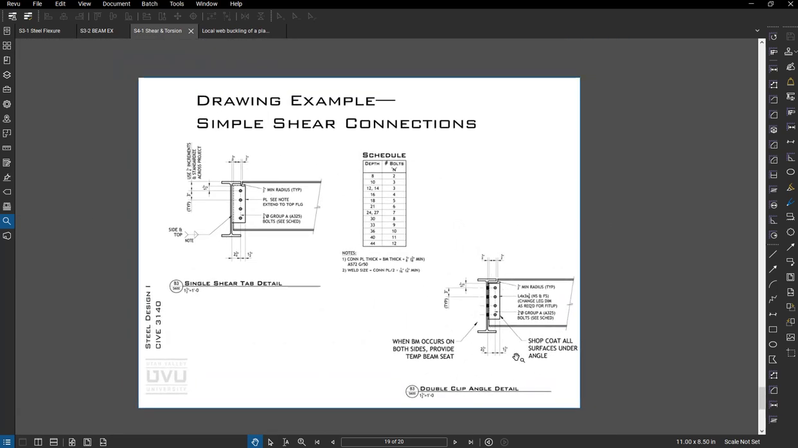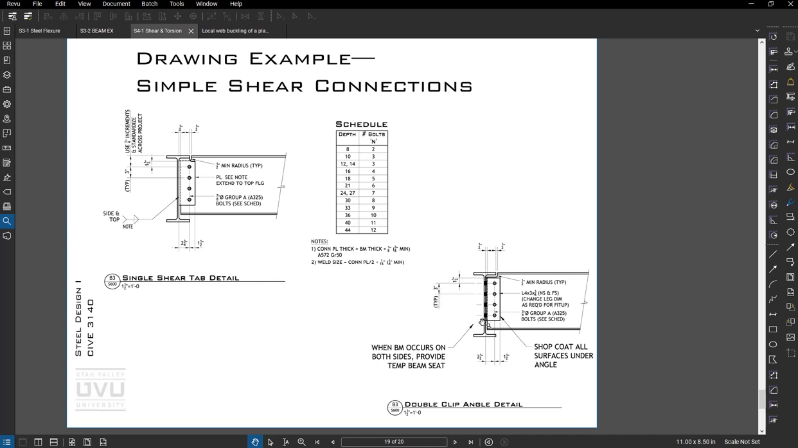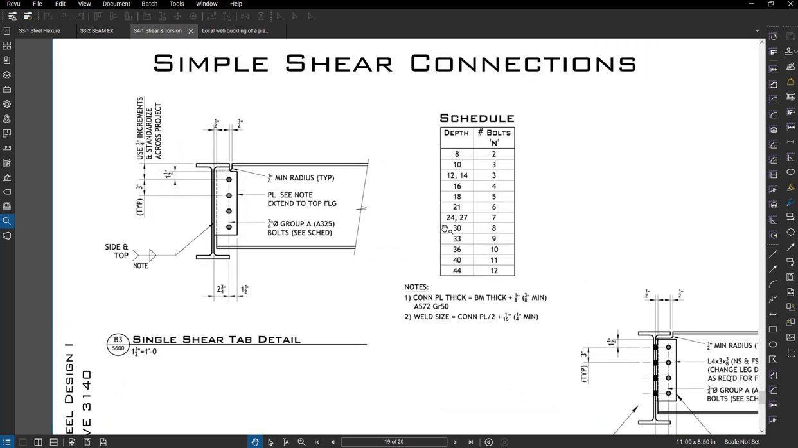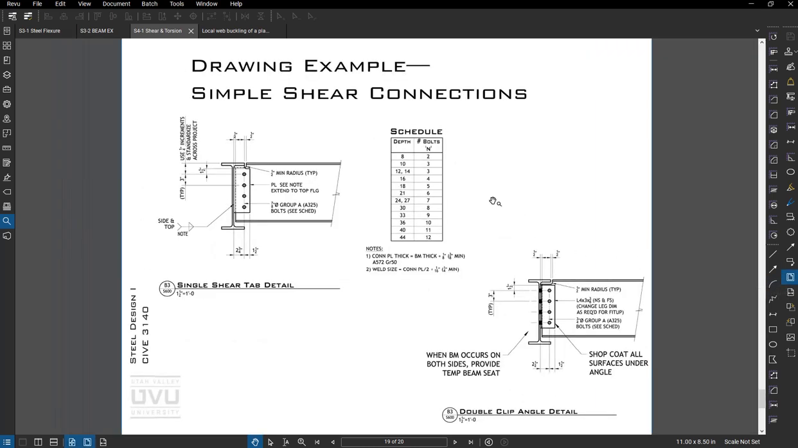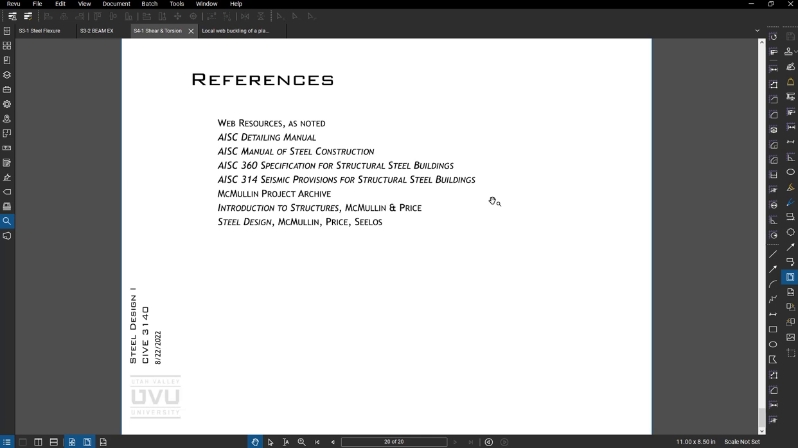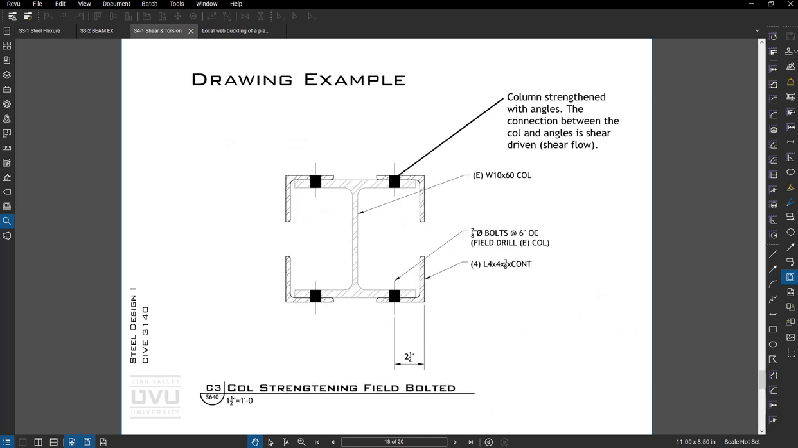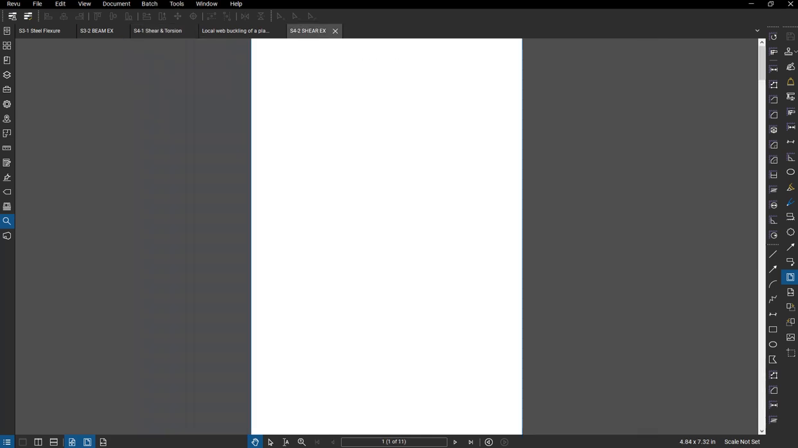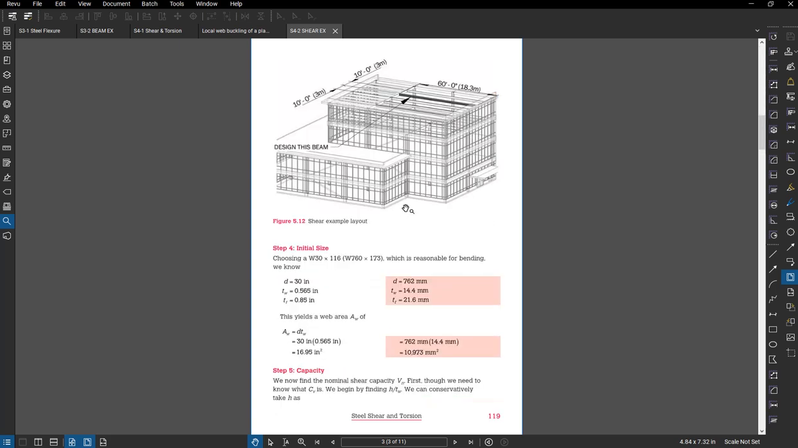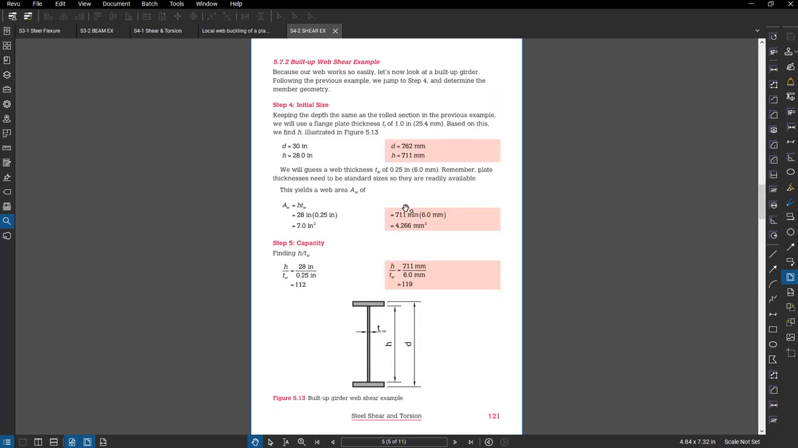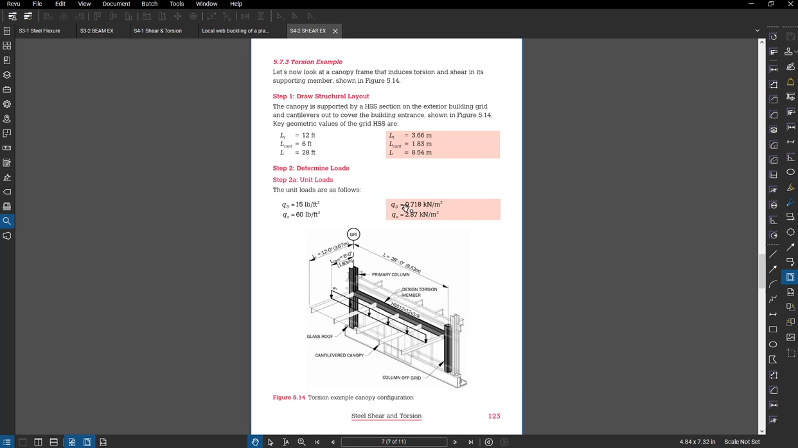We use double clips in industrial settings and these single shear tabs in more commercial settings. I think that wraps this up. So similar to other modes, there's an example here that does the same beam as the last example, and then also does a built-up girder and a torsional member.